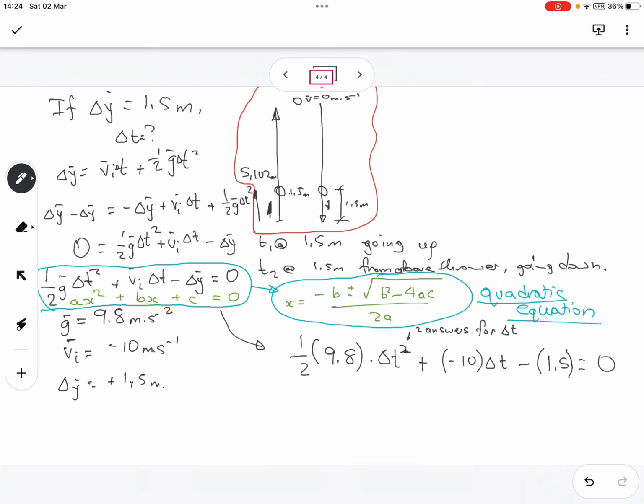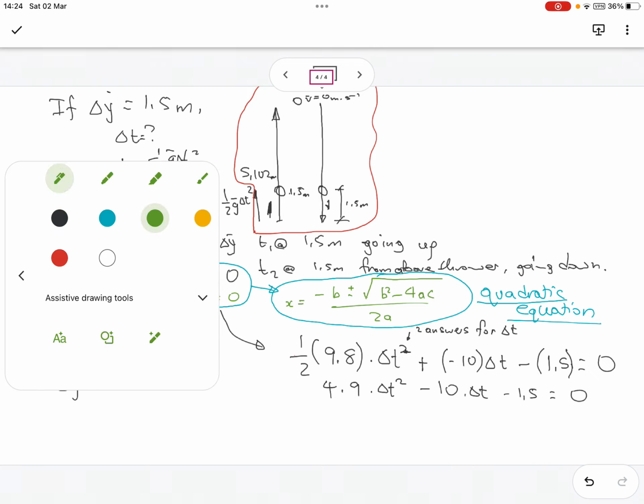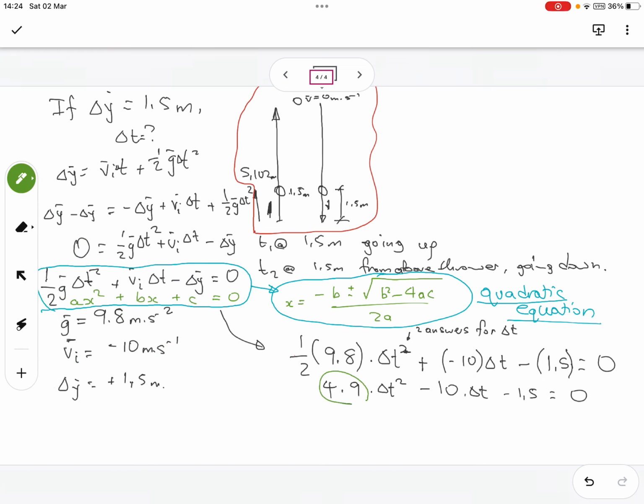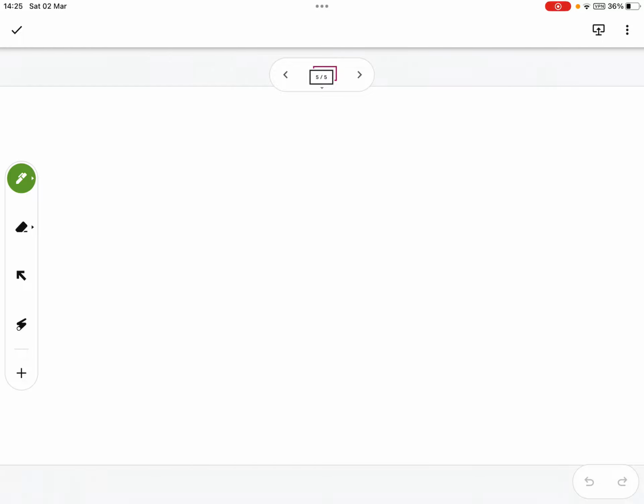So we say our equation is first a half times 9.8 times delta t squared. We don't know the time, but we know we're going to get two possible answers, because the delta t is raised to the power 2, plus initial velocity is negative 10 times delta t minus our change in displacement is 1.5 meters. That equals 0. So now we have 4.5 plus 0.4, so it's 4.9 times delta t squared minus 10 times delta t minus 1.5 equals 0. So from this, in our quadratic equation, this here becomes A, this here becomes B, and this here becomes C. And now we're going to substitute each of these into that equation, and we're going to get the possible answers for delta t.